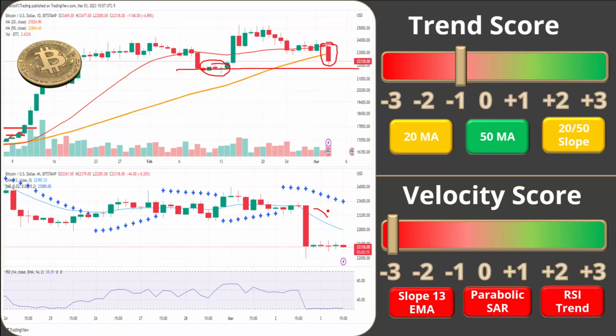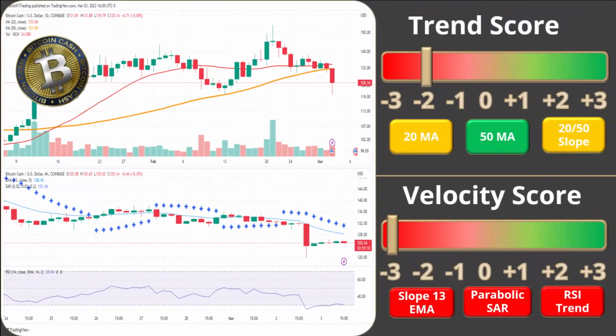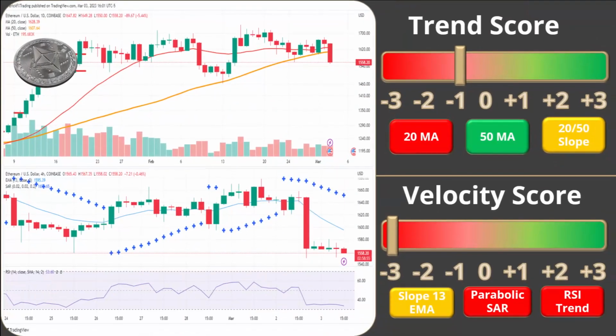At the moment, lots of downside. You can see this all happened very quickly when the news came out, and really we haven't done anything after that. So Bitcoin is a -1, -3. Come over to Bitcoin Cash. It was already a little weaker, so this is a -2, -3. Over to Litecoin, same as Bitcoin, -1, -3.